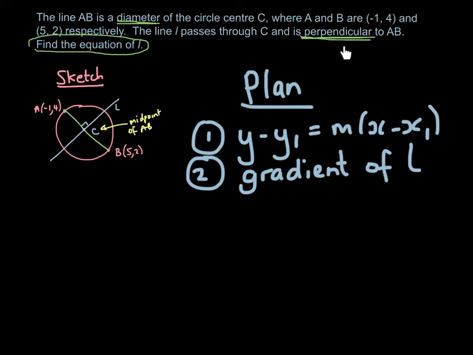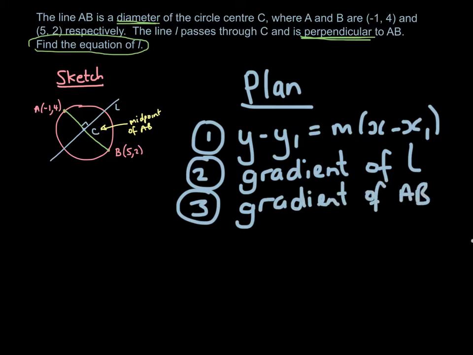We know it's perpendicular to AB, though, so obviously, if you want a gradient of L, and it's linked to the gradient of AB, then it makes sense to work out the gradient of AB. So that's the next step in our plan: we need to work out the gradient of AB. So what else do we need for y minus y1 equals m(x minus x1)? We're going to need a coordinate as well, so we need the x1 and the y1 values. So stick that down on our list.